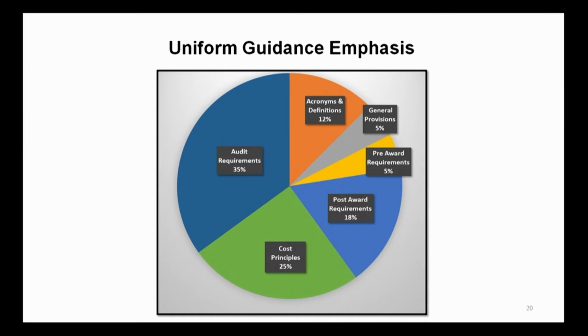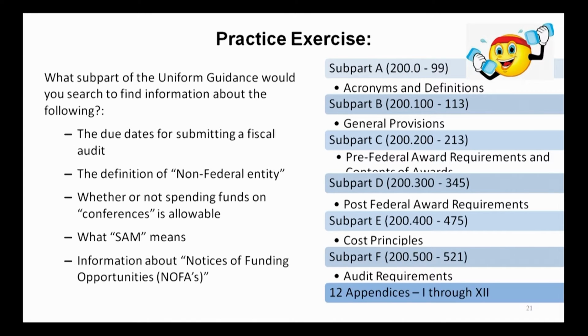Here's another graphic that provides some insight into the uniform guidance. This is organized by topic. You can see that far more than half of the uniform guidance has to do directly with finance, accountability, management, audit. So to understand the uniform guidance, it's very important to recognize the acronyms that are used and also the definitions. And it's easy to access that information. We also need to understand where we can go, what section we need to go to get the information.